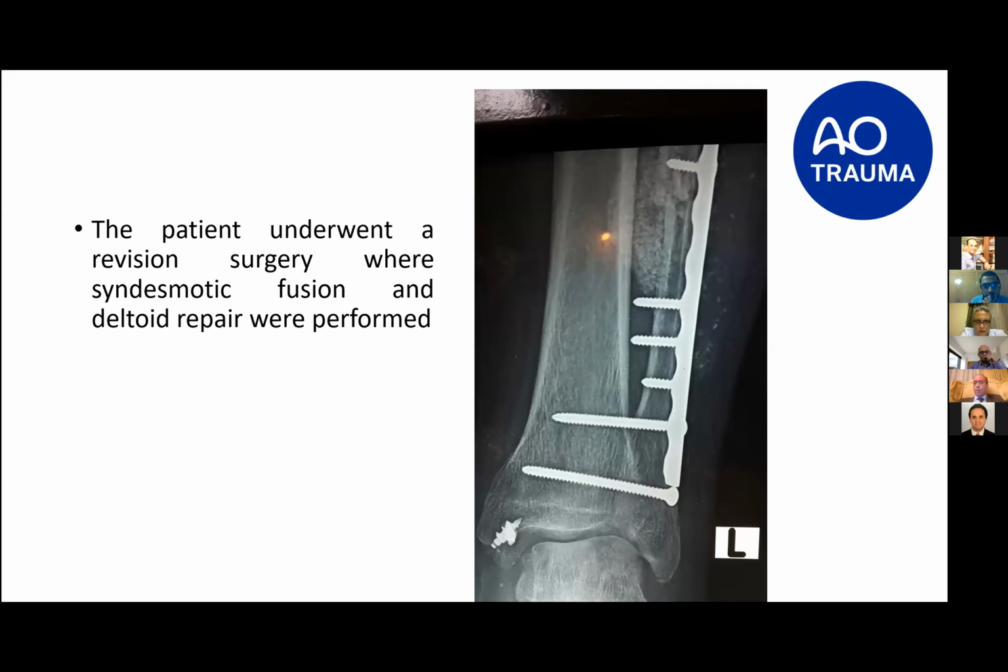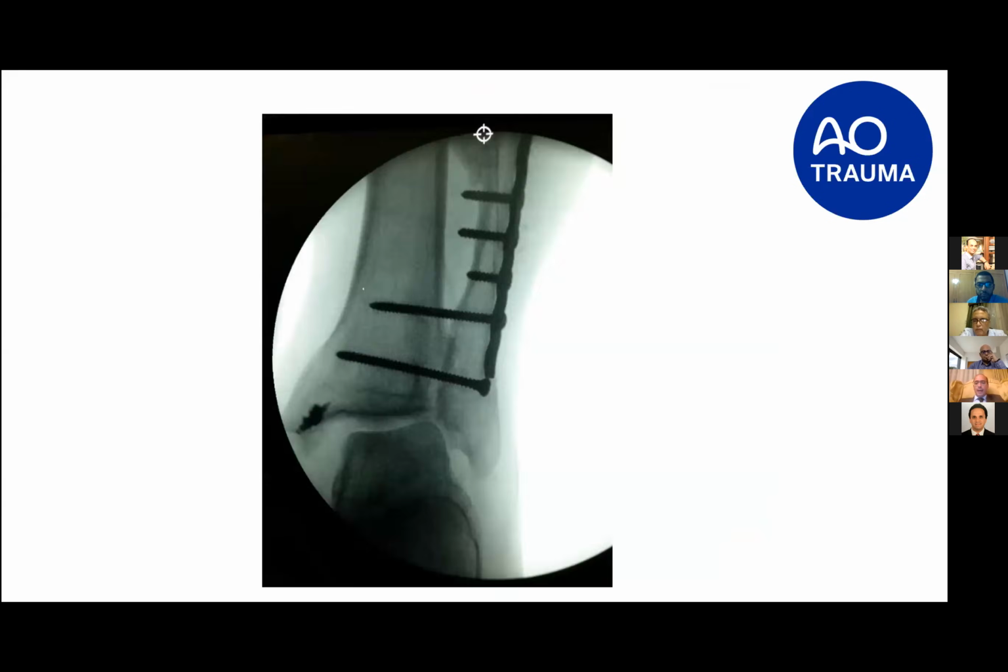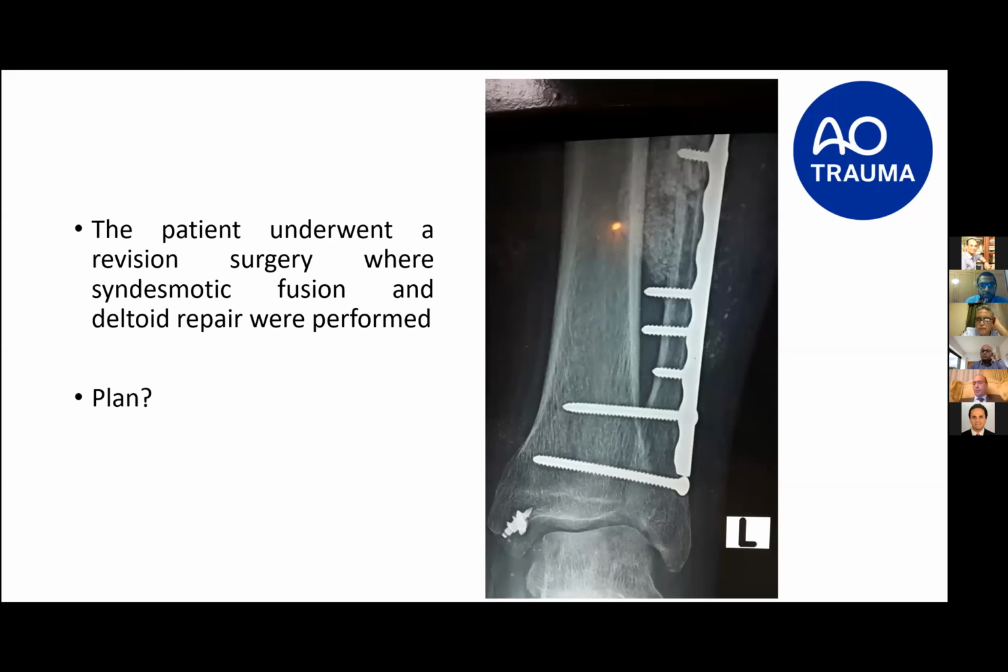It's not enough because, as we said, whatever you do to the deltoid, if the fibula is short, the deltoid repair will fail. And this is what happened with the stress view of the patient. The clear space is widened, the deltoid is failing. So even the second surgeon didn't hit the problem. He didn't know the primary pathology of the patient, which is the malunited fibula.